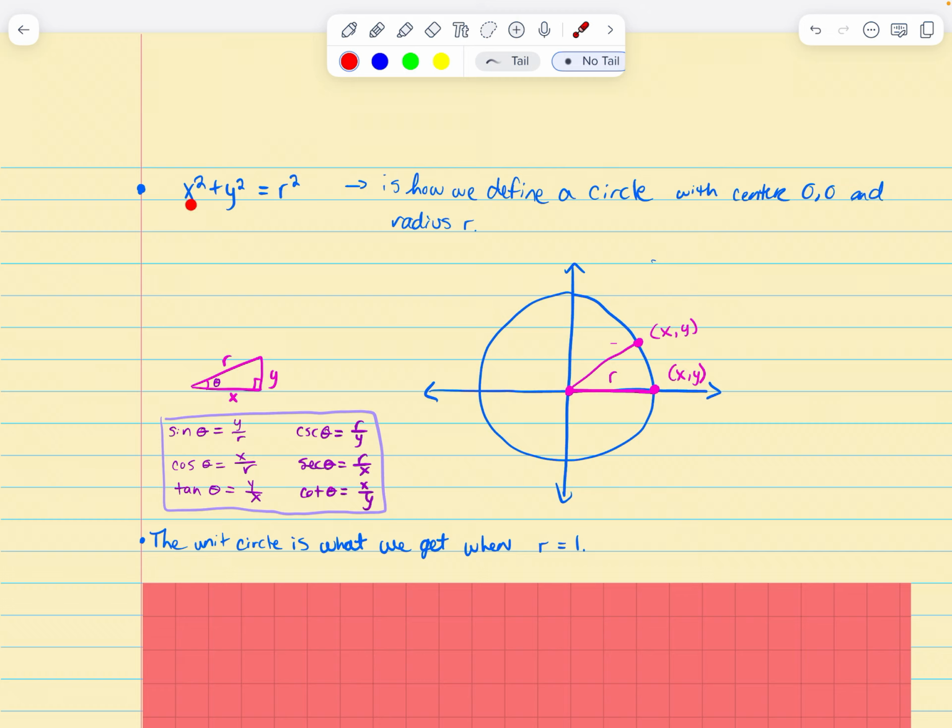First off, x squared plus y squared equals r squared is how we define a circle with the center 0, 0, and the radius is r, right? So this is the equation we use. So if we're looking at it on a circle, right, I drew an axis here, and we start at the origin, come out here, and the radius, which is the distance from the center to the circle, is r, right?